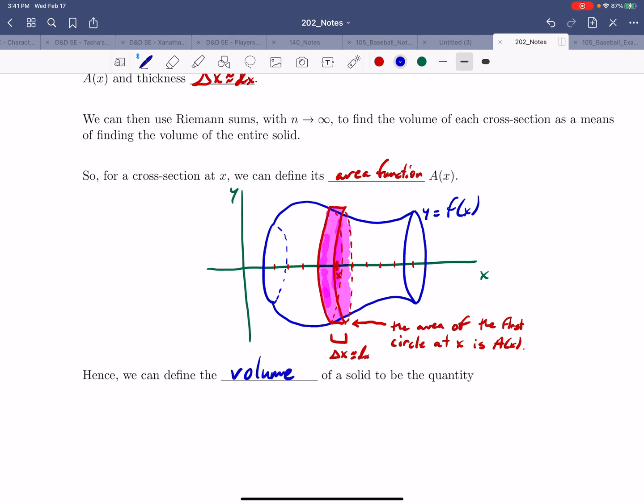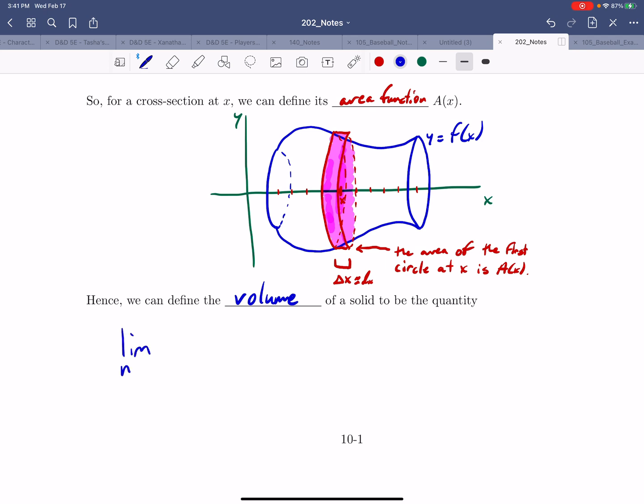And so we can define the volume of a solid to be the limit as n approaches infinity of the sum from i equals 1 to n of the product of A of x times delta x. We just partition this thing into its little area pieces, technically subsolids, because they have a thickness delta x, and we just add them up together. We add this pink region to the next pink region, et cetera. We keep doing this, and we know from the definition of the integral that we're going to get the integral from a to b of A of x dx.